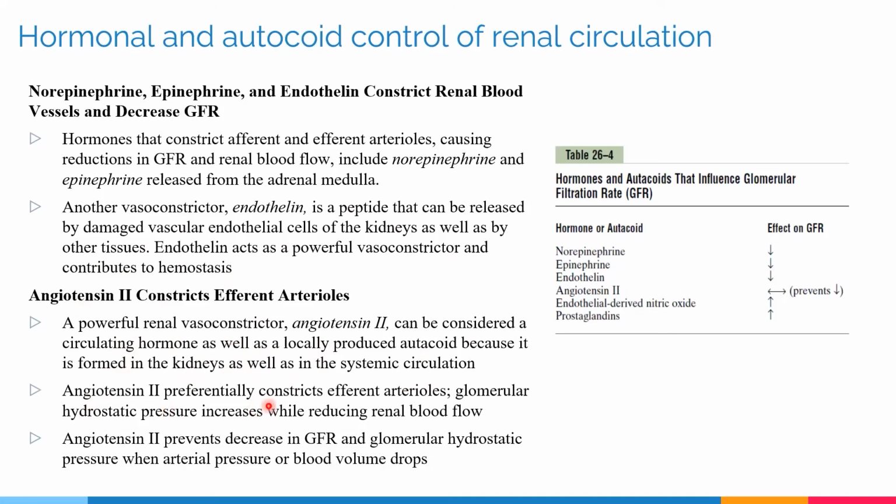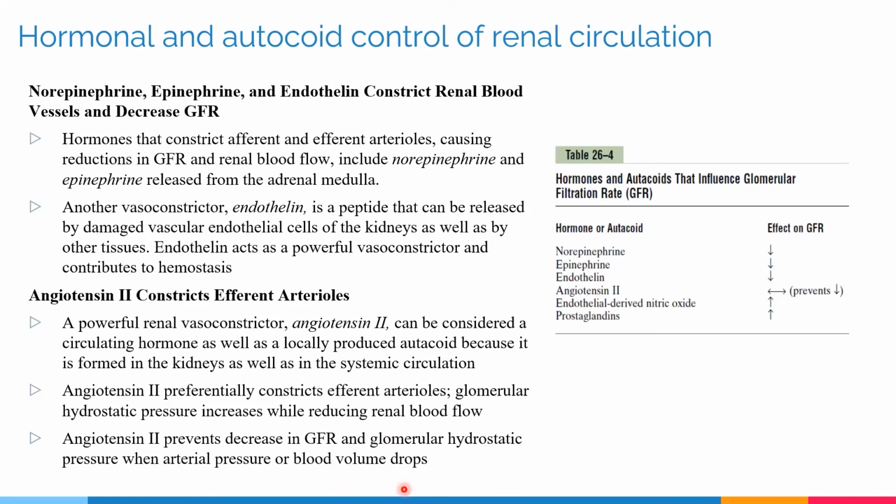Angiotensin II preferentially constricts efferent arterioles, glomerular, which in turn increases the glomerular hydrostatic pressure while reducing the renal blood flow, as we have just seen. Angiotensin II prevents decreases in GFR and glomerular hydrostatic pressure when arterial pressure or blood volume drops.